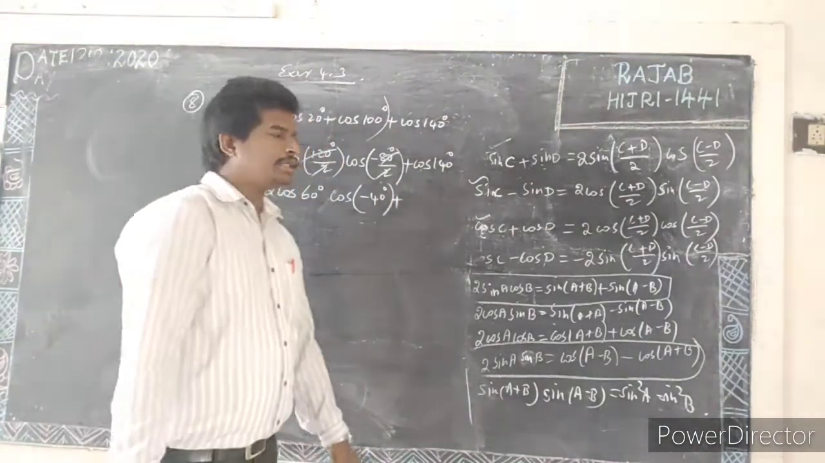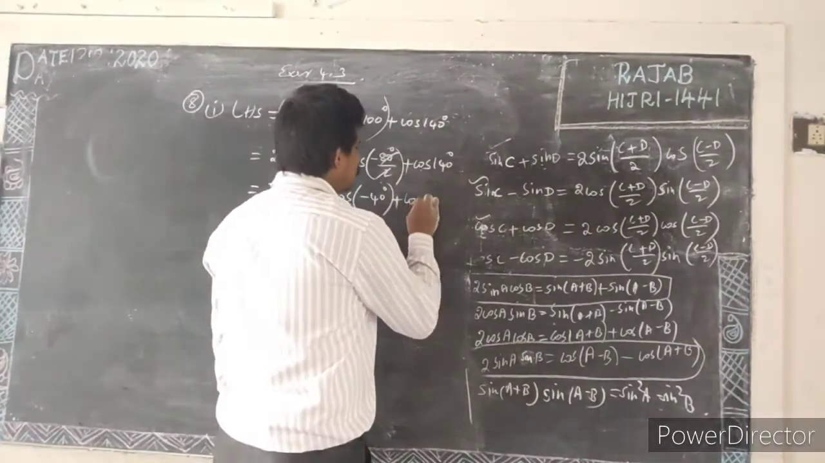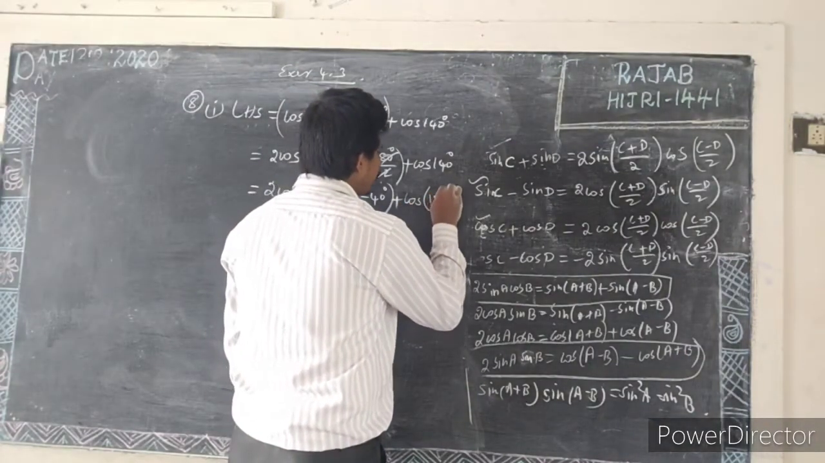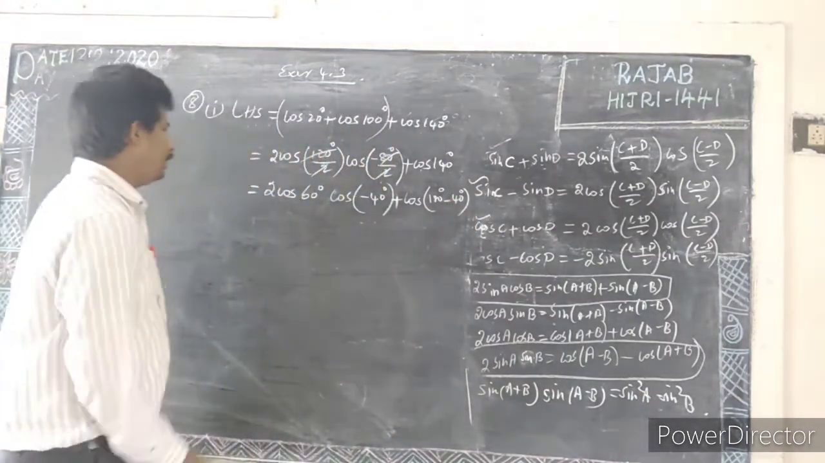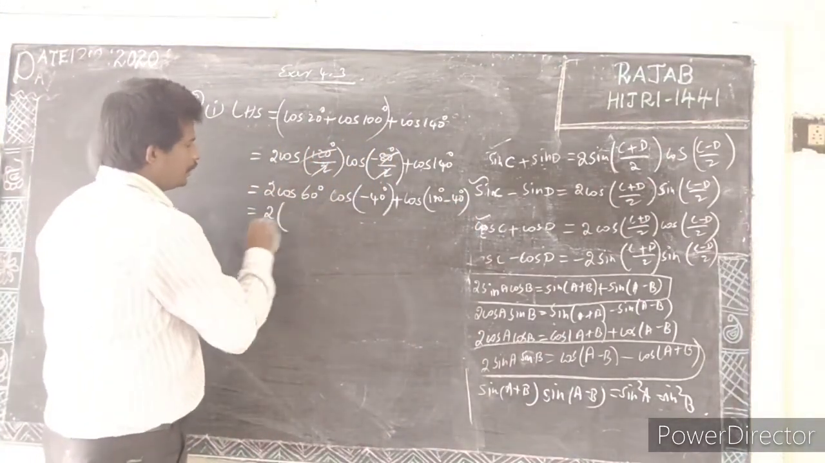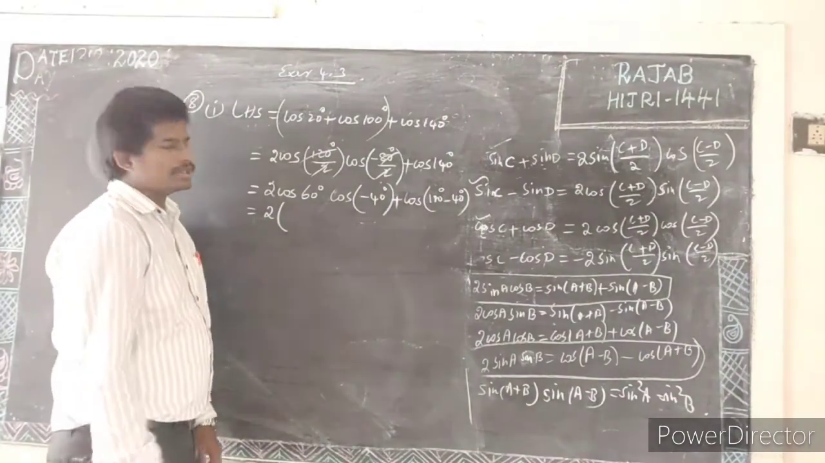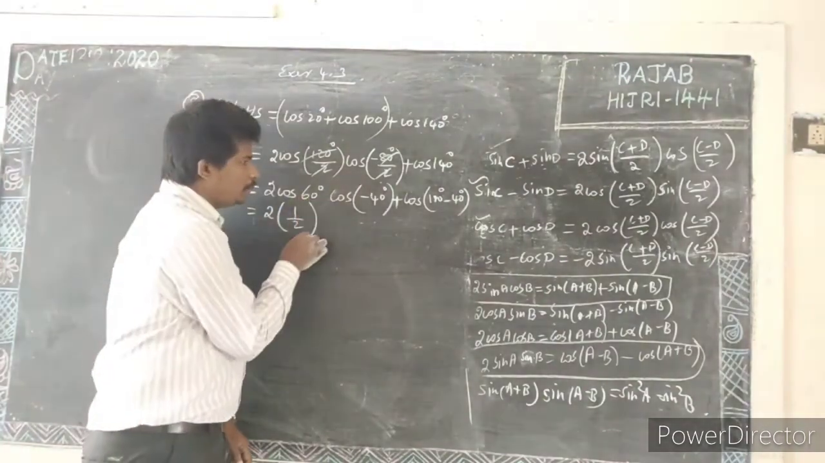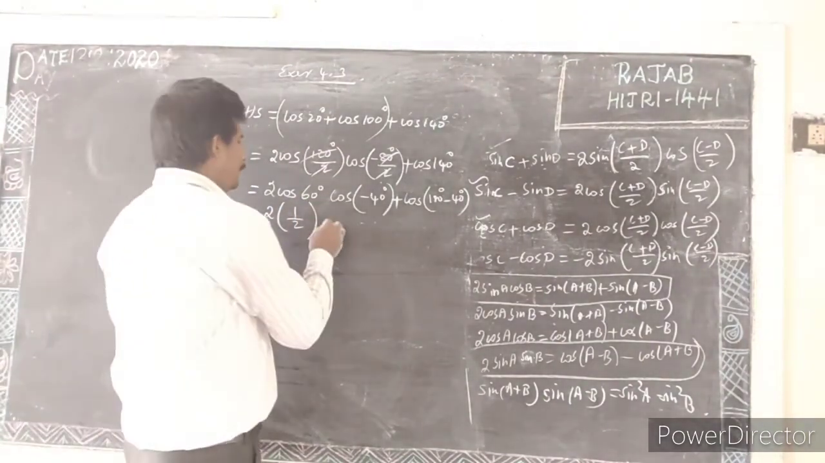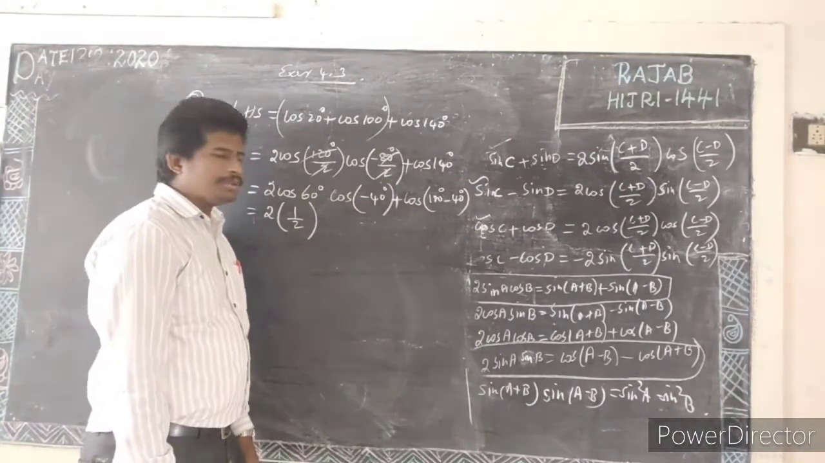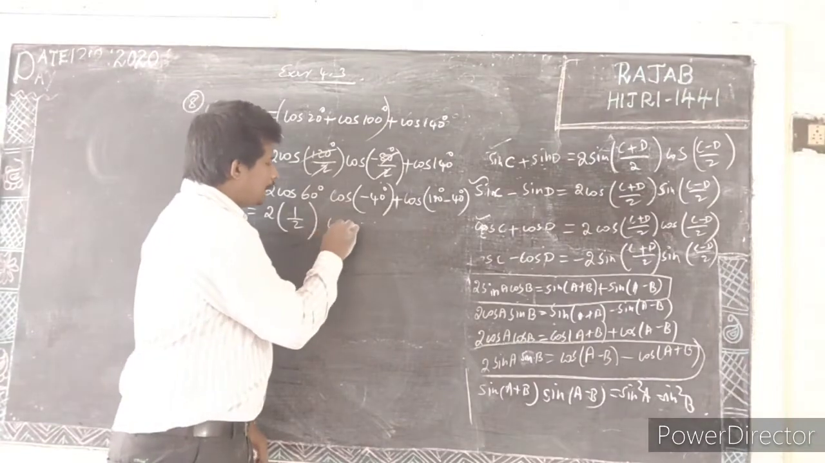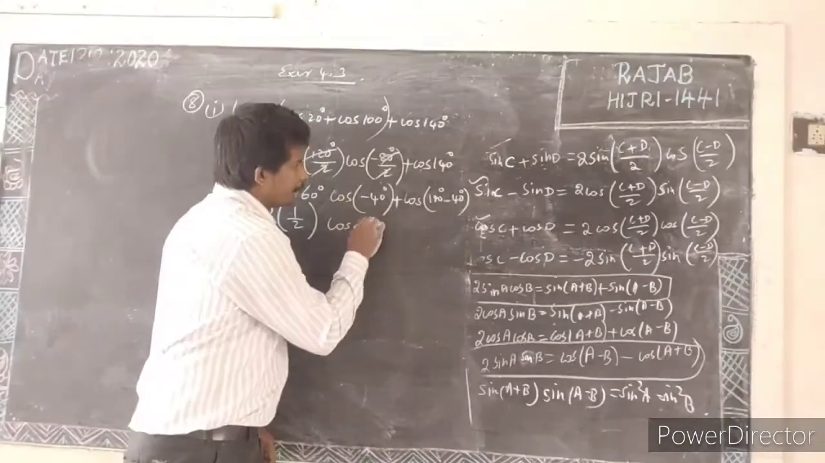We don't know what is cos 140 degree, so cos 140 degree can be written as cos of 180 minus 40 degree. Now this is 2 into cos 60 degree. What's the cos 60 degree? 1 by 2. Then into cos of minus theta is cos theta, no? So by using that, it will become cos 40 degree.